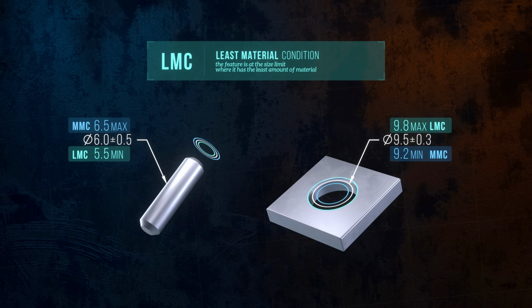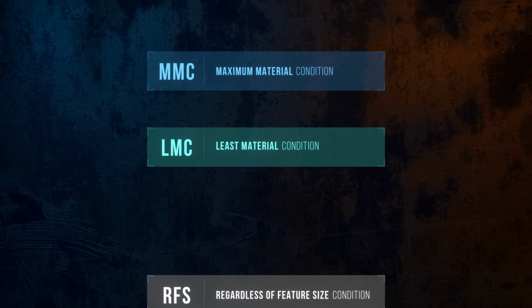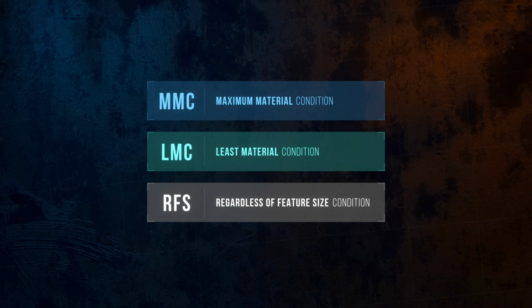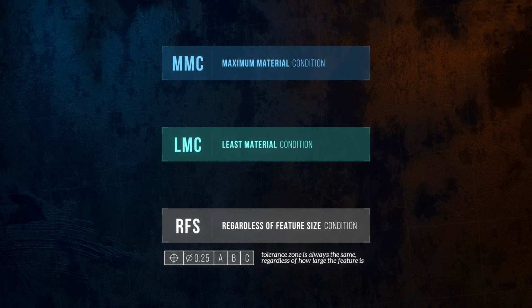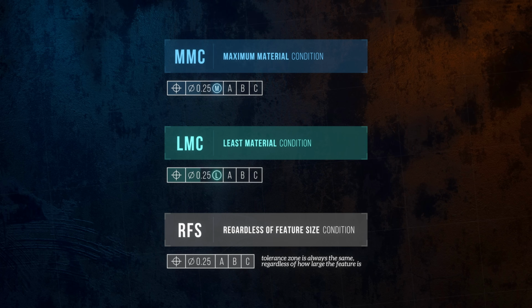By default, geometric tolerances apply at the regardless of feature size condition, meaning that the size of the tolerance zone is defined by the tolerance value in the feature control frame, and it doesn't change. But this behavior can be adjusted by including a modifier, either the letter M for MMC or the letter L for LMC, next to the tolerance in the feature control frame, which adds a bonus tolerance to the tolerance zone, depending on the actual size of the feature.